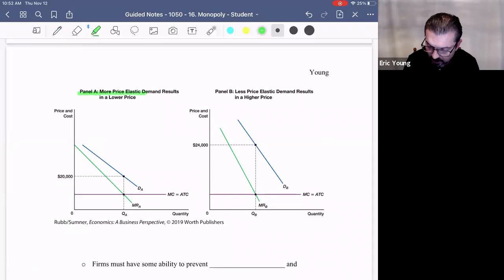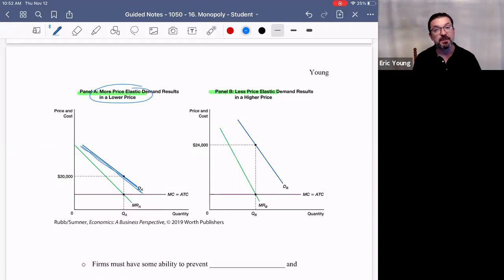Notice in panel A, we're talking more price elastic, more sensitive to price changes. And in panel B, less price elastic. Notice that here where it's more elastic in panel A, we see a flatter demand curve. That's a little bit farther in because they're more price sensitive. Over here, the less price elastic, the less price sensitive, the more inelastic, we're going to have a steeper demand curve, and it's going to be pushed a bit farther out. So both the slope and the position of those demand curves represent the buyer's elasticity.